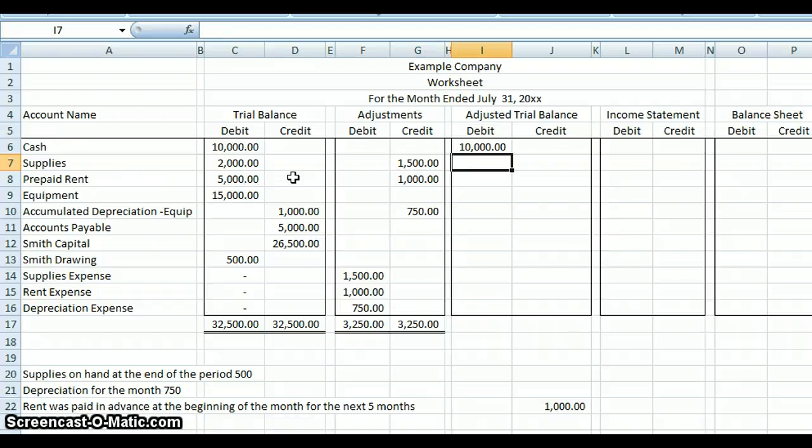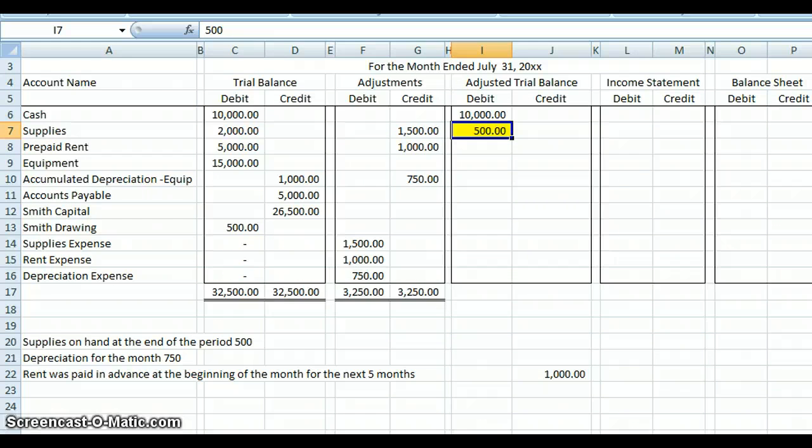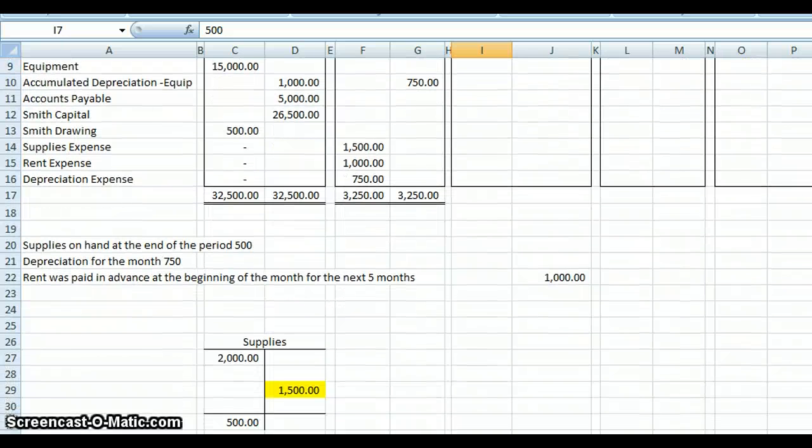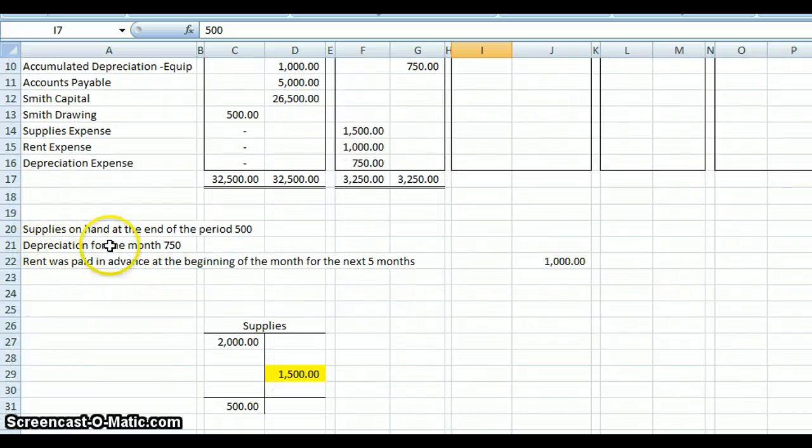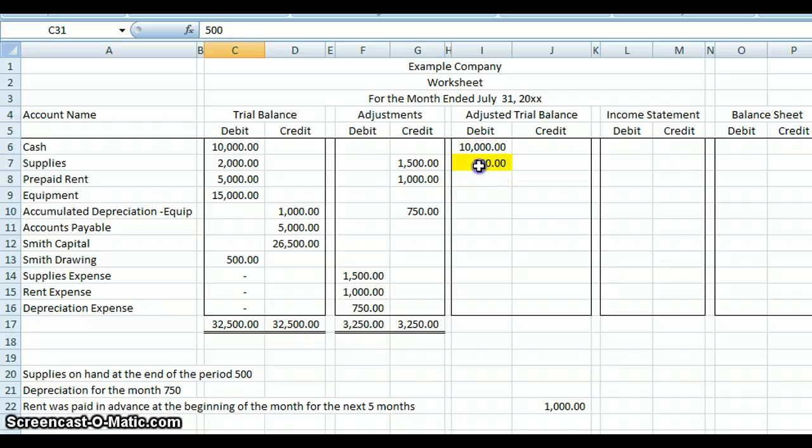So I'm going to come over here and I'm going to make my new balance of supplies $500. And this should make sense. You should remember having seen this $500 before. And I'm just going to take you back to the T account at the bottom of the page very quickly. It says supplies on hand at the end of the period is $500. The balance in our T account is $500. And our new balance up here in the worksheet is $500. So hopefully all of yours work out that well.